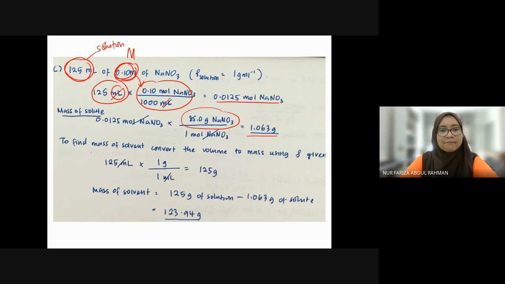So to find the mass of solvent, we need to convert the milliliter just now of the solution into gram. We have this density provided in the question, so we can convert that into gram. We know that the mass of solvent can be obtained from the mass of solution minus the mass of solute. Right, so this is the mass of solvent.